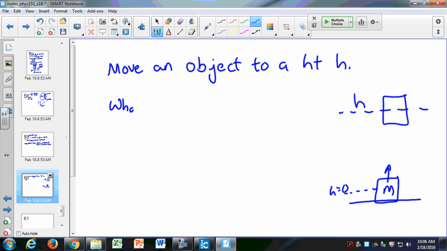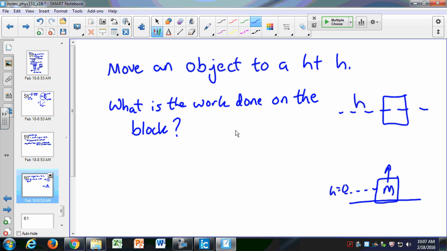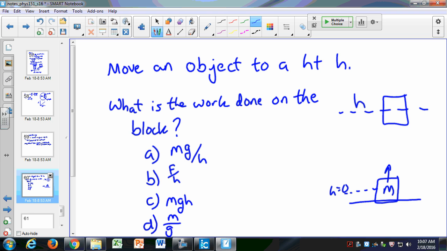What is the work on the block? And remember, work is just force times displacement. So you need to think about what is the work required to move this block, and then what distance does it travel. Which of these describes the work done to move this block? Is it the mass times gravity divided by the distance h? Is it the force over h? Is it mg times h? Or is it m over g h?